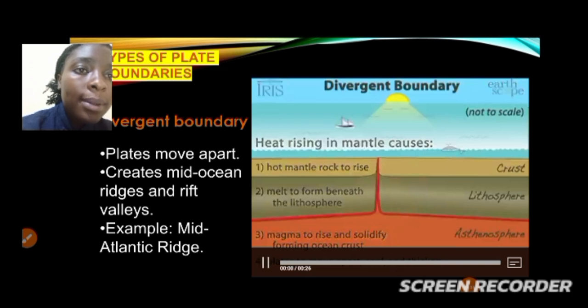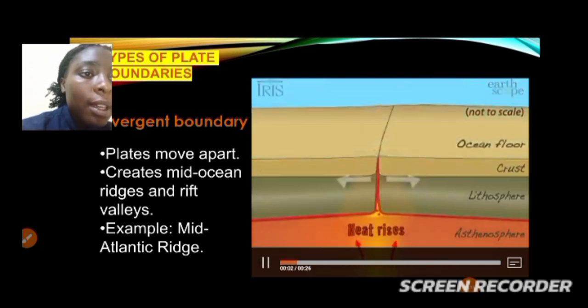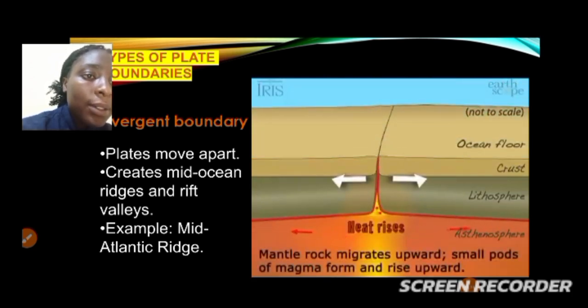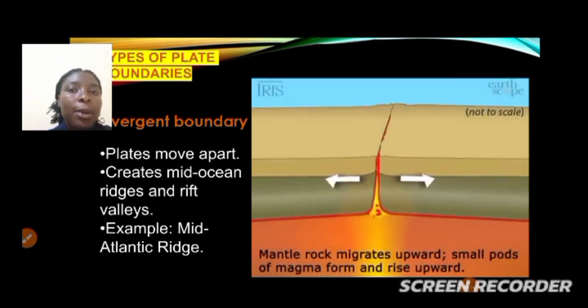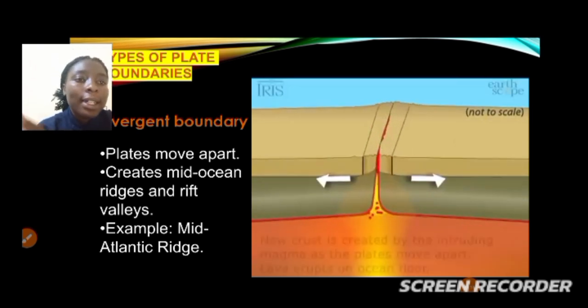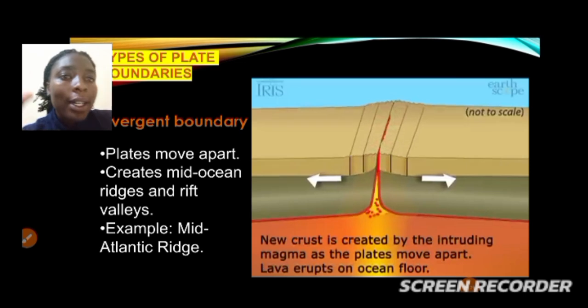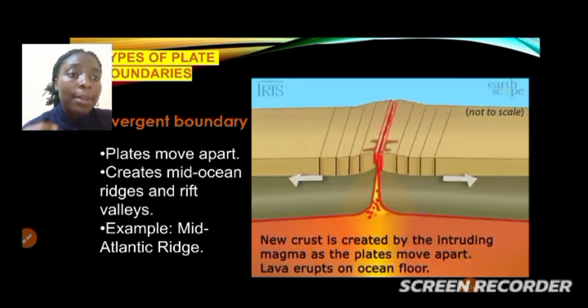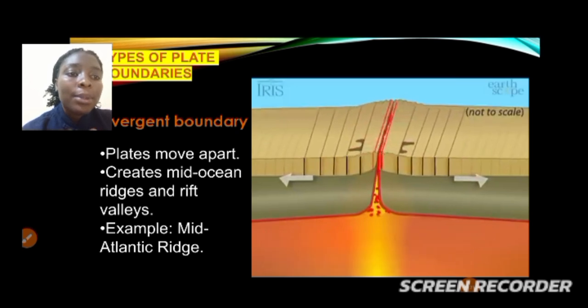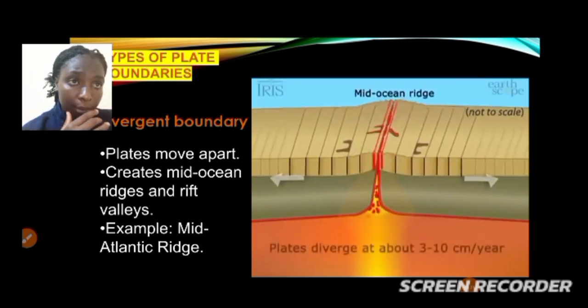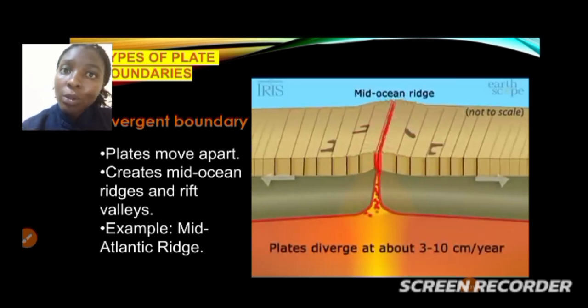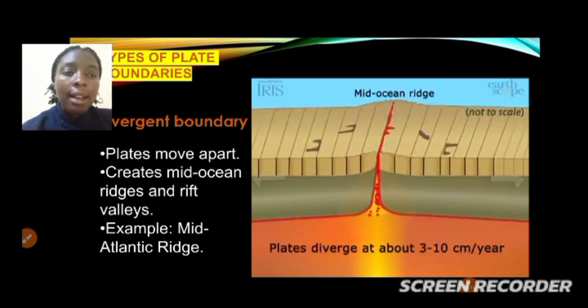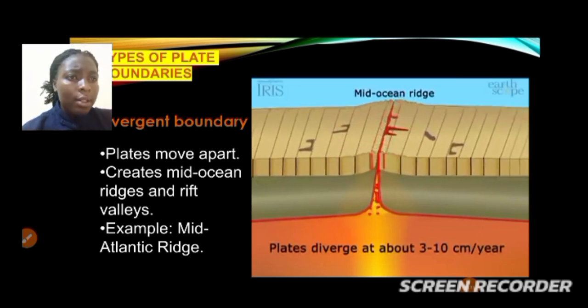Let's watch. So here it rises, mantle rocks migrate upwards, small pots of magma form and rise upwards. New crust is created by the intruding magma as the plates move apart, with lava eruption in the ocean. Then the plates diverge about 3 to 10 centimeters a year. This results in the formation of the mid-oceanic ridge, which we have been talking about.